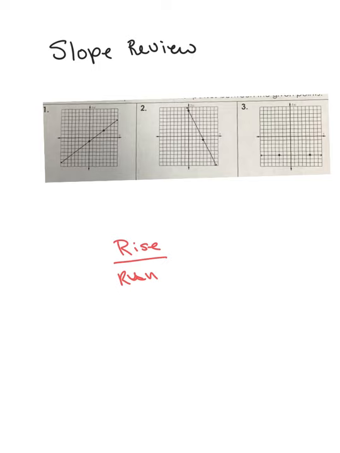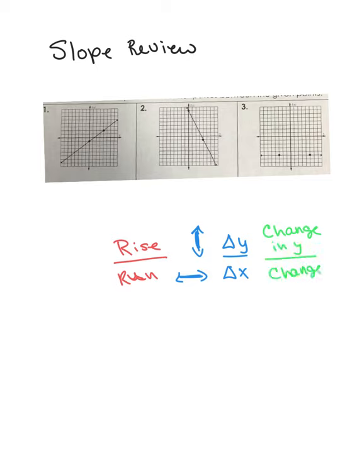But if you think about rise, rise is your vertical change. So how we change on my y-axis, so it's going to be my change in y. And the run is your horizontal change, so it's going to be your change in x. And we can refer to that, and you should be referring to that, as more of your delta y over your delta x, which refers to the change in y over your change in x.